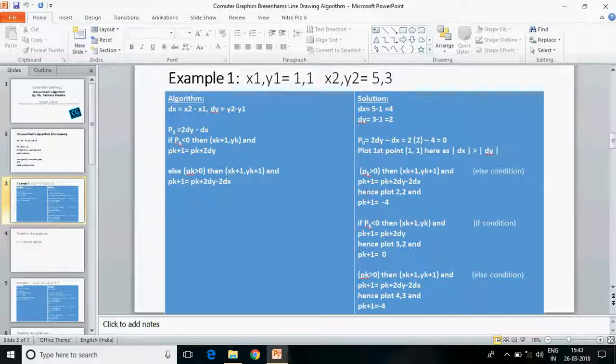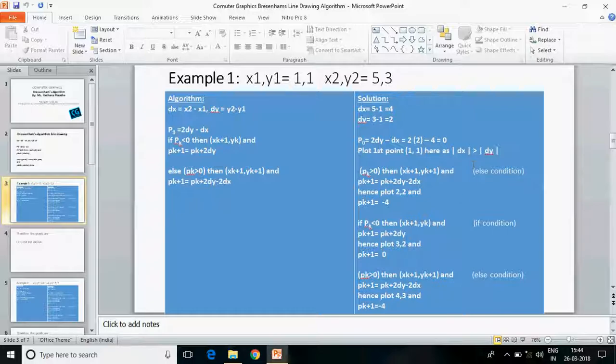So here, because it is minus, it is less than 0, x is k plus 1 and y remains same. So here 2 will become 3 and y, which is 2, will remain as it is. So the next coordinate that we will be plotting is 3, 2. And also we need to calculate the new pk, that is pk plus 1 equal to old pk. Old pk is minus 4 plus 2 delta y. 2 times delta y is 2 times 2, 4. So minus 4 plus 4 will be 0.